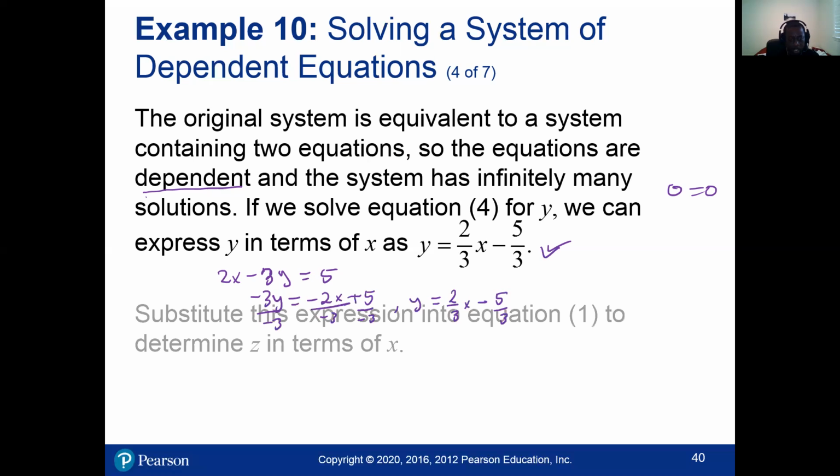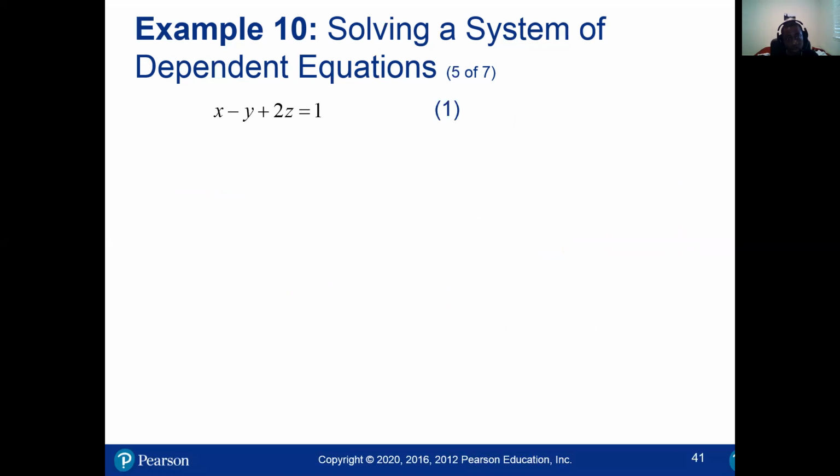Okay. So what we do now is take this expression and substitute it into equation 1 to determine z in terms of x. So now we have y in terms of x. I need to solve one of the equations, knowing y as that, for z in terms of x. And that's what we do next.